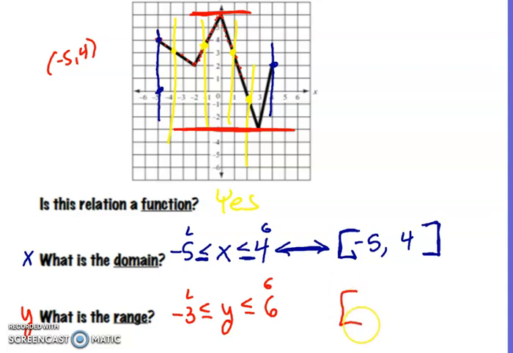Again, another way you could do it is with brackets, -3 all the way to 6. And again, because it has an equal sign, that's the same thing as a closed circle or bracket. So either one of these ways is the correct way for the range.